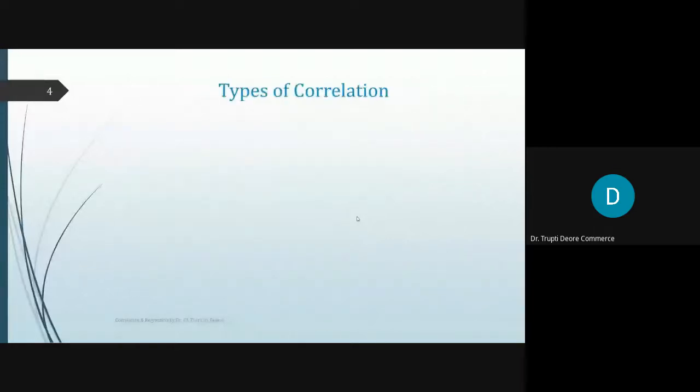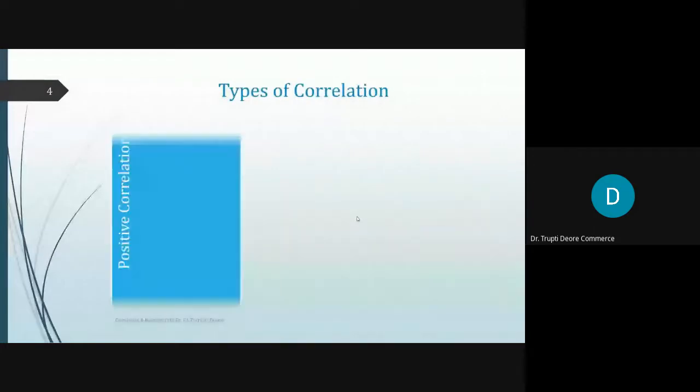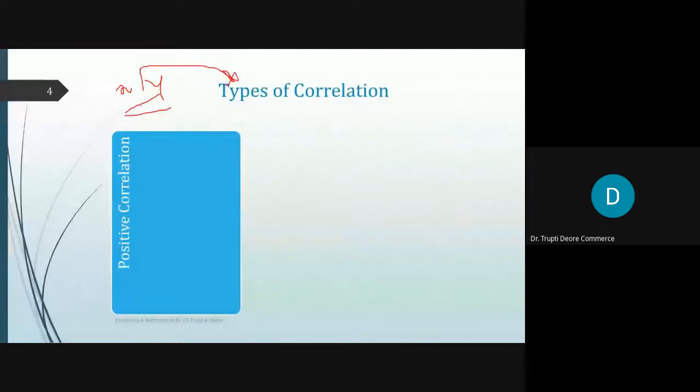Now, types of correlation. Correlation has mainly 3 types. First one is positive correlation. Correlation is defined by the relationship between two variables. So if there are two variables x and y, the relationship between these two variables defines the type of correlation. When x and y behave in the same manner, or opposite manner, or reverse manner, on that basis the types of correlations can be defined.